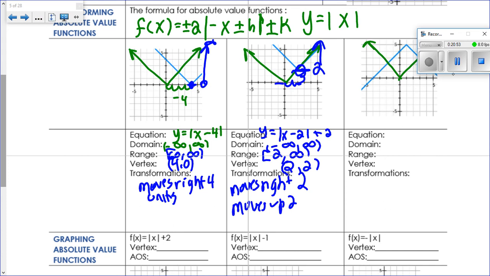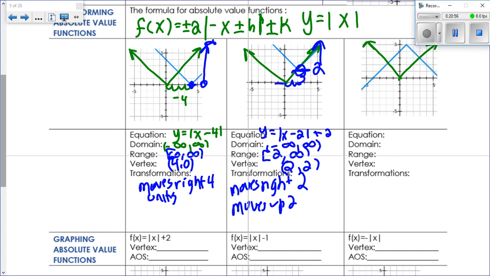Last one. The last one looks like it's moving right 1. So my equation is y equals the absolute value of x minus 1, and then it moves up 1, 2, 3, 4, 5. So plus 5. Domain, negative infinity to positive infinity. The range starts up here. Oh, guys, did you notice it's flipped over the x-axis? So if it's flipped over the x-axis, you can't forget, there's a negative in front.